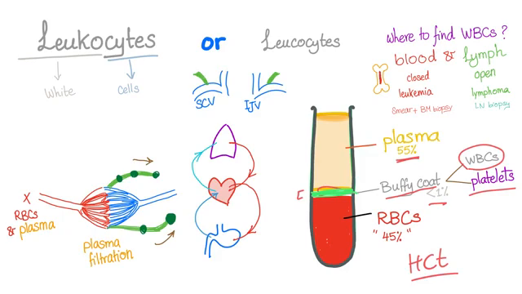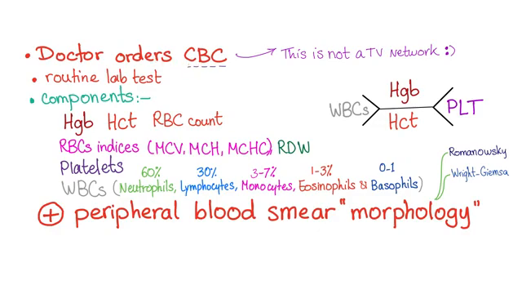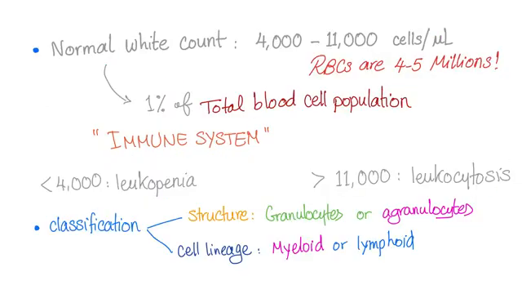Okay. We talked about the CBC in the previous video. We want to know the white blood cells, the platelets, and the red blood cells. If you order a peripheral blood smear, you use a stain called Romanovsky or Wright-Giemsa stain. You may need special stains for some stuff, but this is the general rule. So as you know, the white blood cells constitute less than 1% of the total blood cell population. So why do we care? Because they are part of your immune system, dummy.